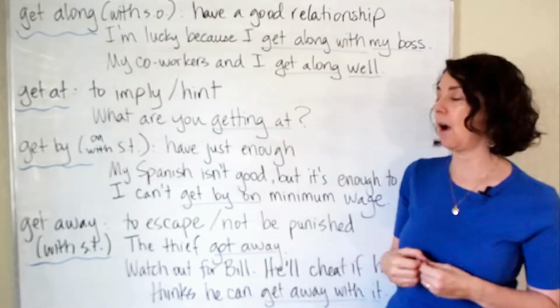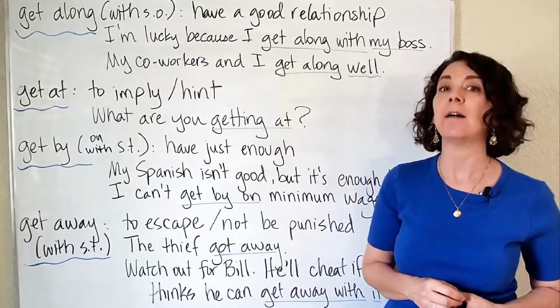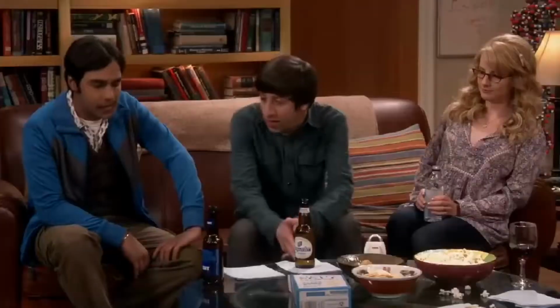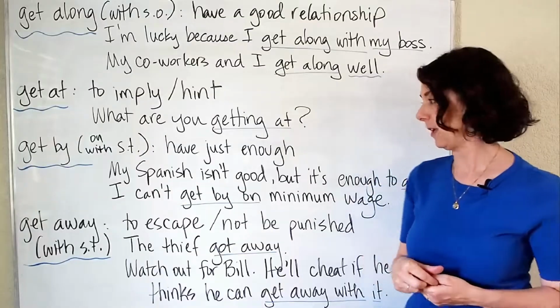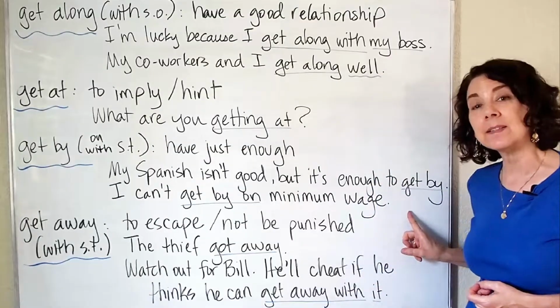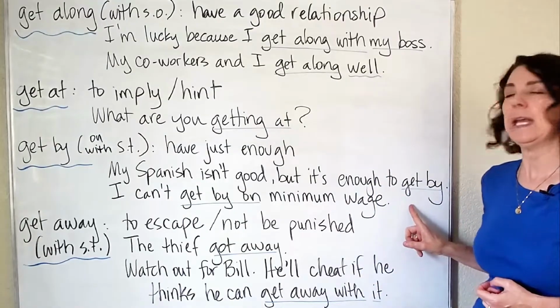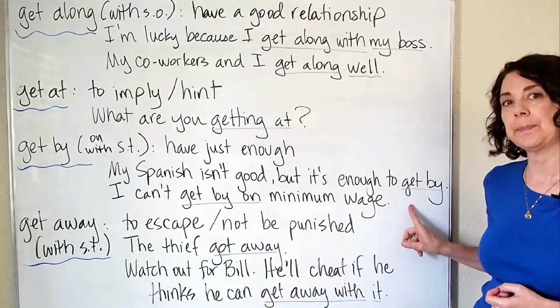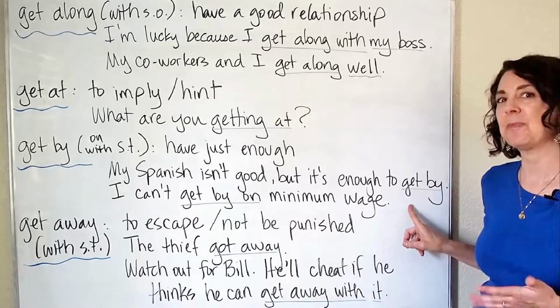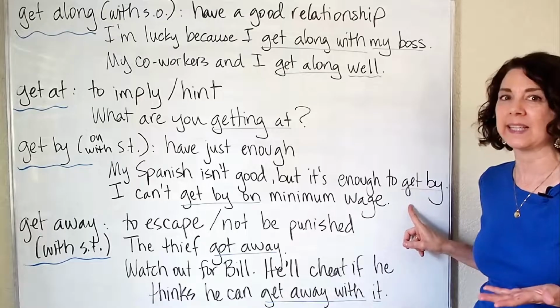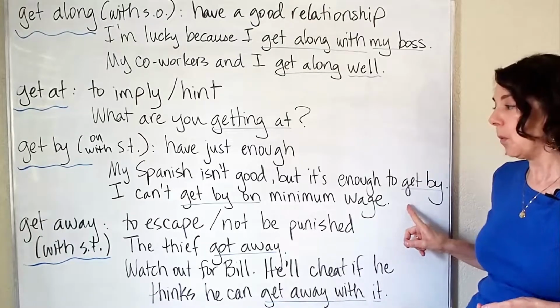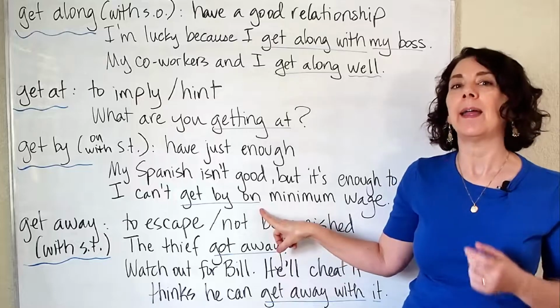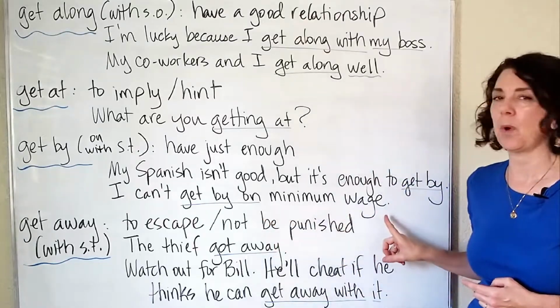This is a super common phrasal verb that means to have just enough. Money, you can get by on your salary. For example, my Spanish isn't good, but it's enough to get by. It's enough for me to do basic things. Or, I can't get by on minimum wage.